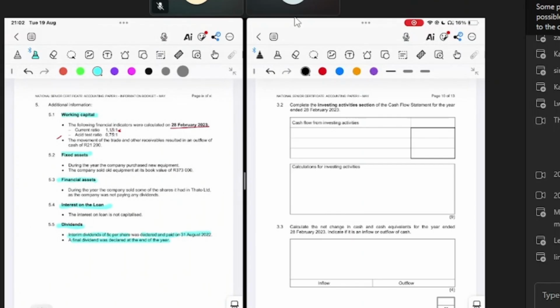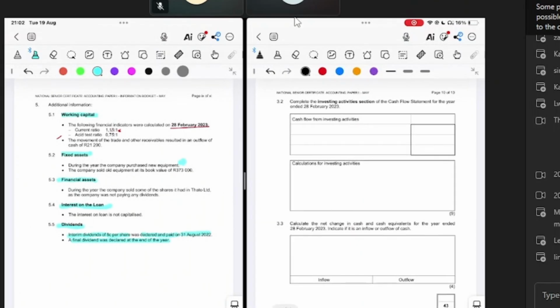They're telling us that during the year, the company purchased new equipment. So that will be part of investing activities. And then they sold old equipment at its book value of 373,000. So let's just write down that sale. Proceeds from sale of fixed assets, you write that as it is, 373,000. Then we know there has been a purchase of fixed assets or of equipment, but we don't know how much it is. Okay, so that's what we need to calculate.